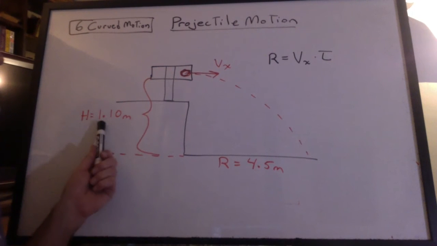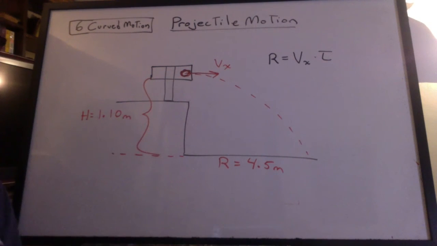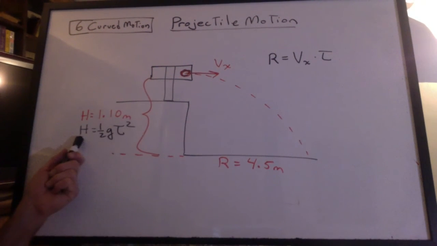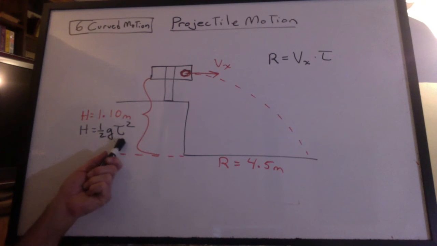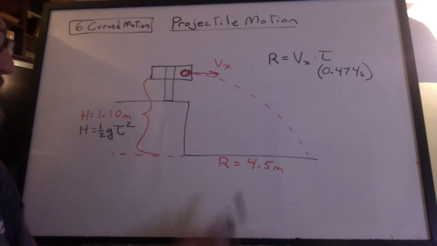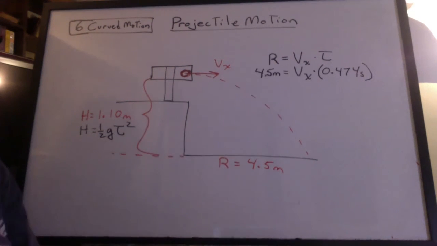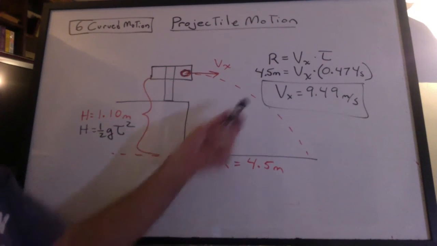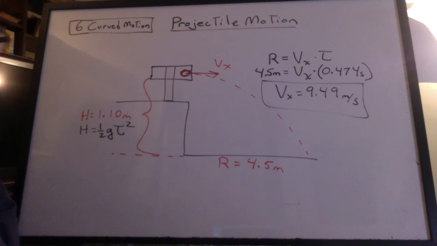Well, we now know the height of the table, so we could get that time. Plug in 1.1 meters, solve for t. We have 0.474 seconds, and we know the range, so we can solve for the velocity. And that's the velocity. Now, how fast do you think that ball is traveling sideways when it's here?